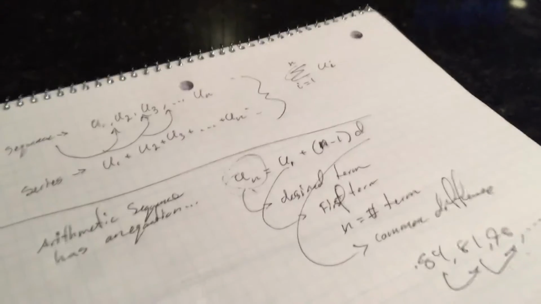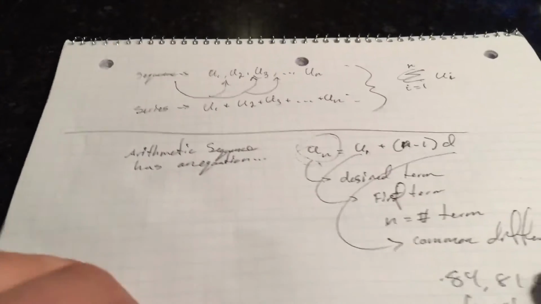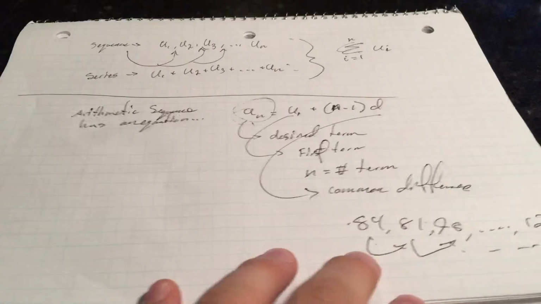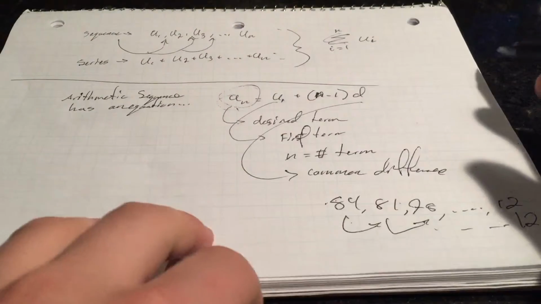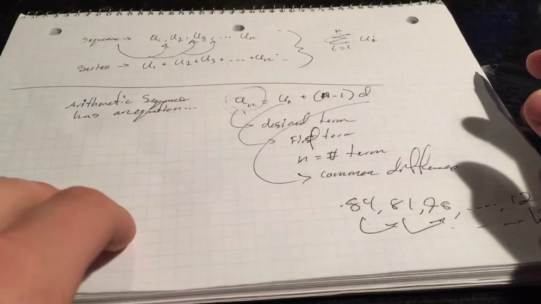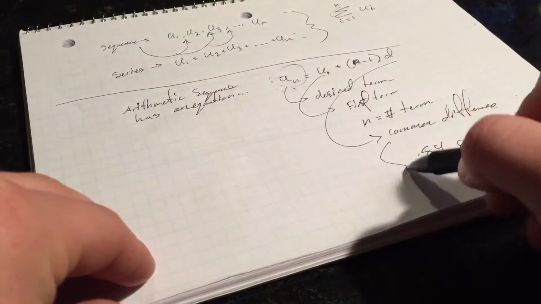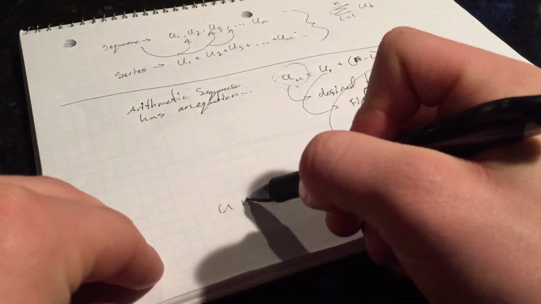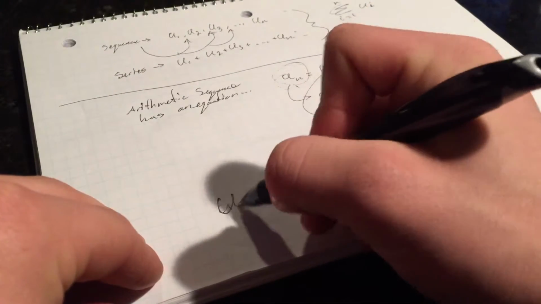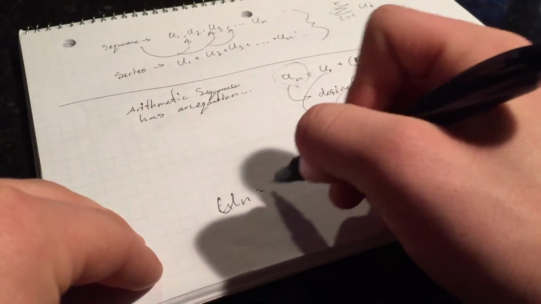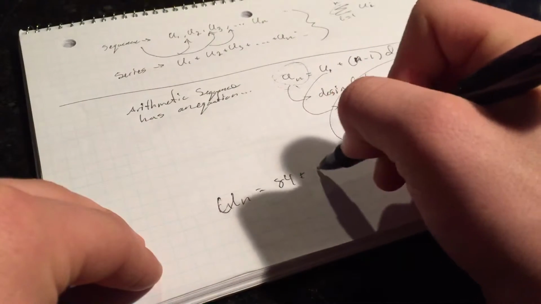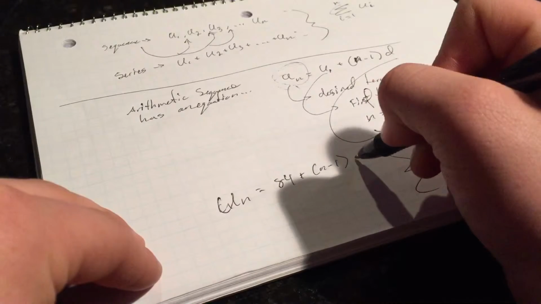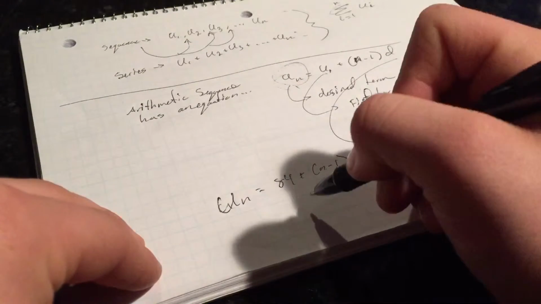This is just an example to find different terms and how many terms are in this sequence. What we would do for this particular example is U n would equal 84 plus n minus 1 times negative 3.